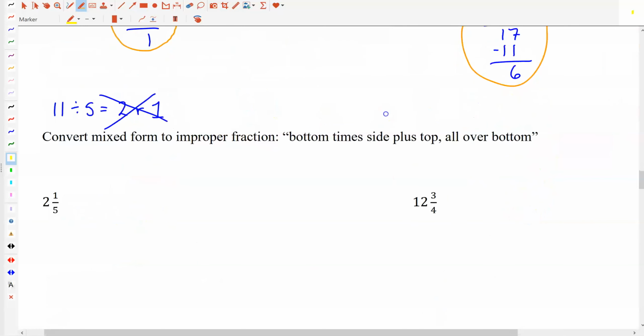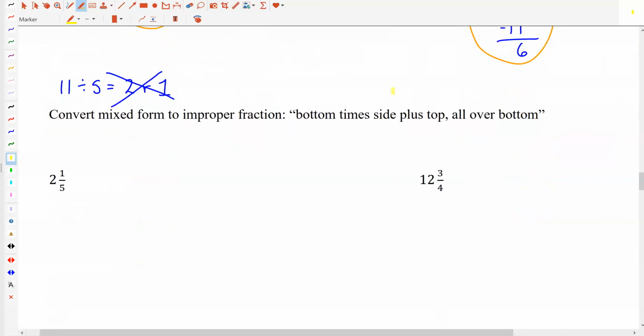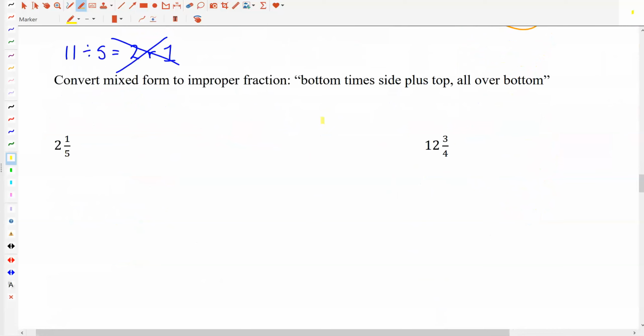Now, what if we want to go the other way? What if I have something in mixed form and I want to take it to an improper fraction, which is typically used when I want to do operations on fractions. So the way to do that is to do what I call bottom times side plus top all over bottom.